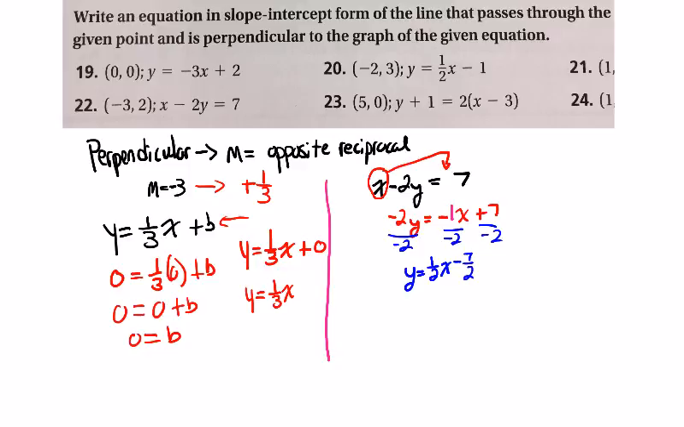So the opposite reciprocal of 1/2 is negative 2 over 1, or just negative 2. So now I'm going to plug negative 2 into my equation: y equals negative 2x plus b, and substitute my values. My y value is 2, so this becomes 2 equals negative 2 times my x value plus b, and my x value is negative 3.